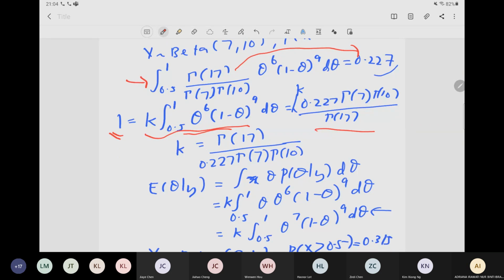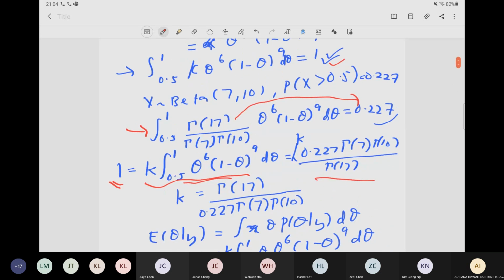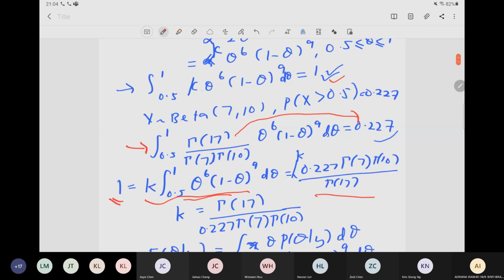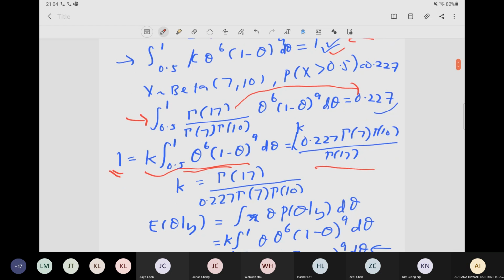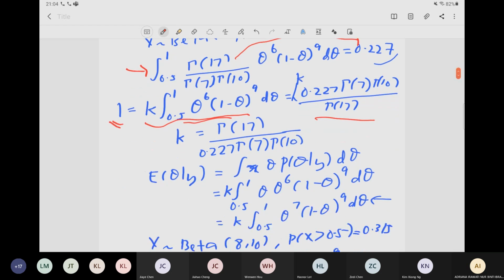If you multiply your k with this part, it will become a PDF. It's not a beta distribution because your theta is from 0.5 to 1, but we use the property of the beta. So you have your k now, for just half of the part.